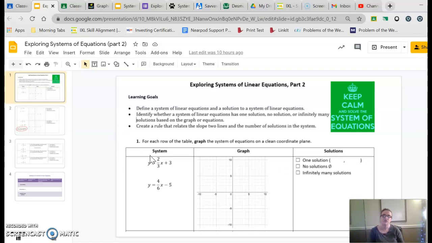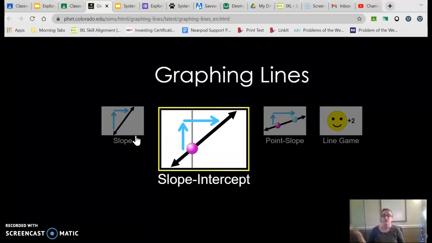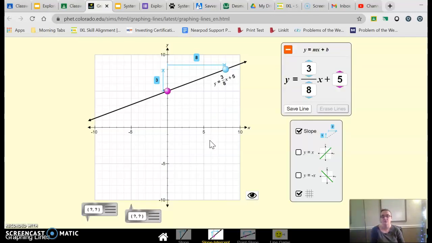Okay. So we're using the same tool that we've been using the last couple of days, this PhET simulator. And remember, when you log into the link, you want to make sure you choose the second box, the slope-intercept form, because all of our equations are in slope-intercept form.